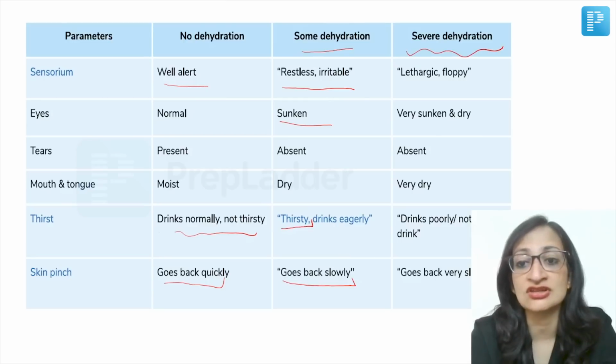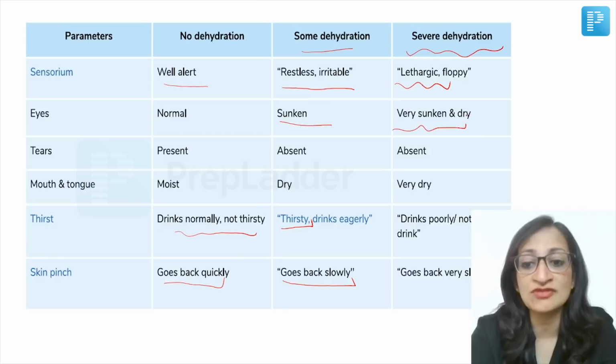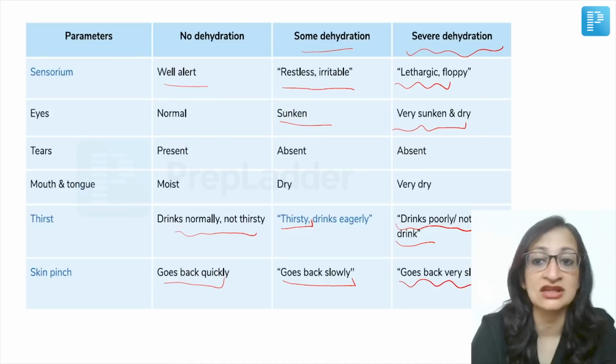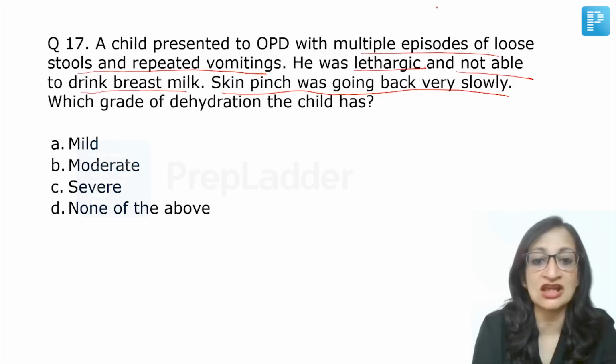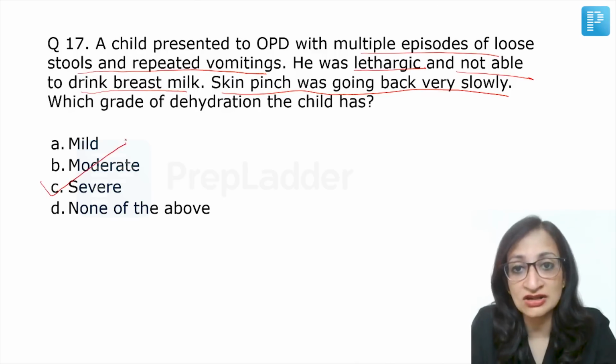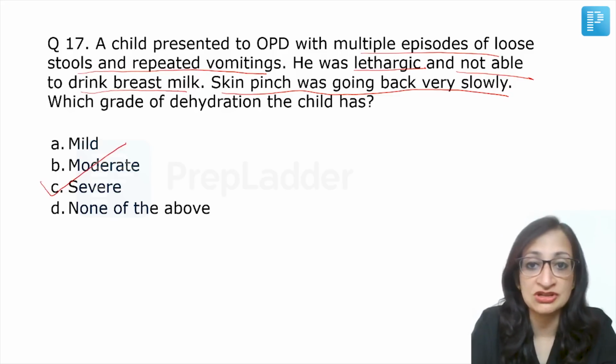Severe dehydration, the child is lethargic like we had in the case scenario here. The eyes may be very sunken, the child drinks poorly or is not able to drink. So in this case scenario, the child was not able to drink breast milk, remember? And the skin pinch goes back very slowly, taking more than 2 seconds. So this, friends, the given case scenario is a case scenario of severe dehydration. And here to correct it, we need to give 100 ml per kg fluid and that has to be given intravenously. Ideal fluid would be RL with 5% dextrose.